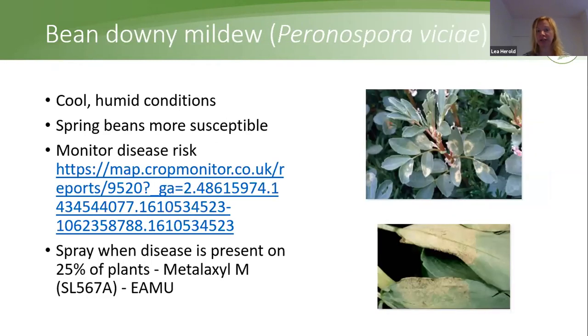A third disease to mention is bean downy mildew, caused by Peronospora viciae. It's an earlier disease, favoured by cool and humid conditions, and occurs mainly in spring beans from about late spring onwards. Thera runs the Crop Monitor site, and from April onwards you will find which regions in the UK are currently under the greatest risk of spring bean downy mildew development. So you can check your region to see whether you need to keep an eye on whether the disease develops. We recommend to spray when the disease is present on 25% of the plants. There's a straight metalaxyl-M product, SL567A, that has an EAMU for spring beans and works really well at controlling downy mildew.